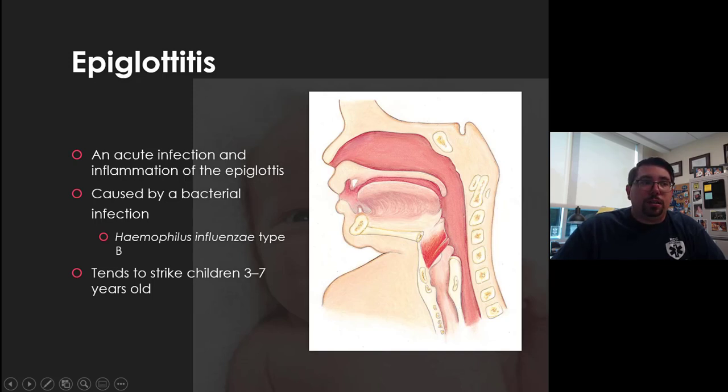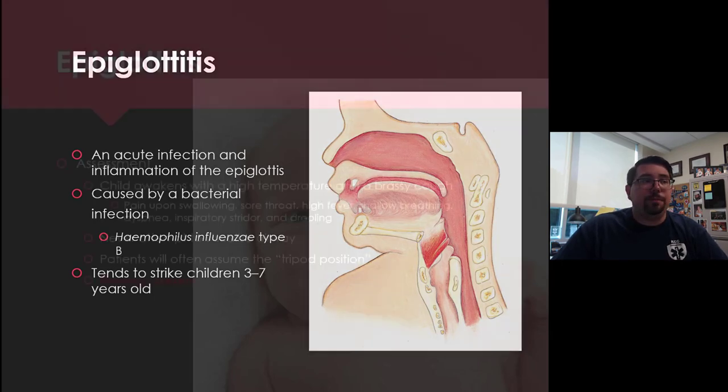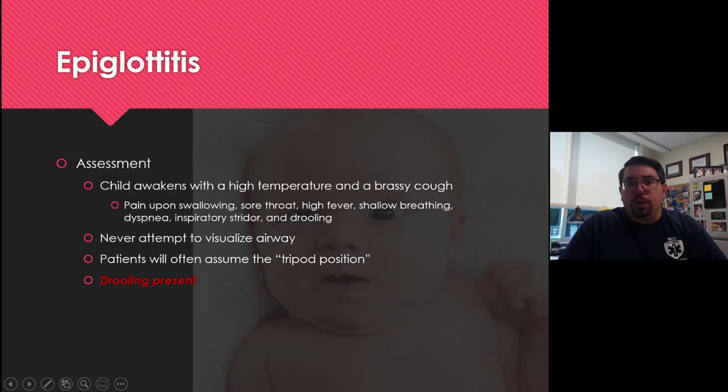We also know that because this is a bacterial issue, it's very easy for it to respond quickly to irritation. So we must be aware that we don't want to irritate these children, or we can truly lead to an occluded airway. In your assessment, you're going to find that the child typically will awaken with a high temperature and a brassy-like cough. Again, that's very similar to what you would see with croup. Again, typically the fever is more of a clue with epiglottitis. They're going to have pain upon swallowing, a sore throat, high fever, shallow breathing, and dyspnea.